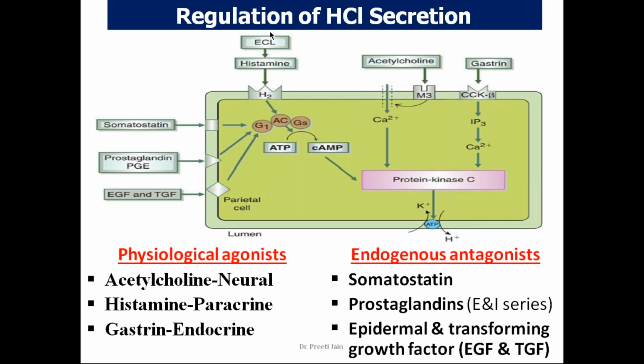Okay, so in regulation, the agonists are done and the antagonists are done. Among the agonists you have acetylcholine, histamine, and gastrin. Histamine is the most potent stimulator of gastric acid secretion. Then we have the endogenous antagonists in the form of somatostatin, which is released from the D cells. Then you have prostaglandins and epidermal and transforming growth factors, which again act by inhibiting the enzyme adenyl cyclase. Okay. Now drugs have also been developed for each of them.